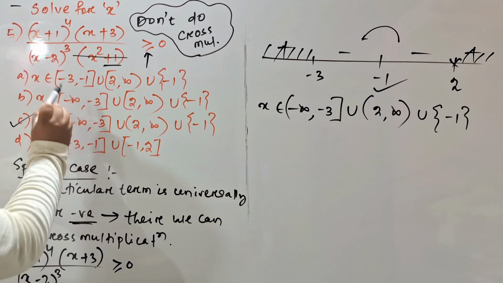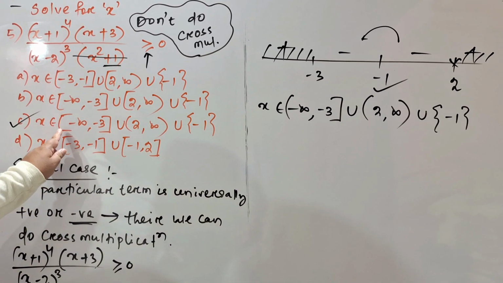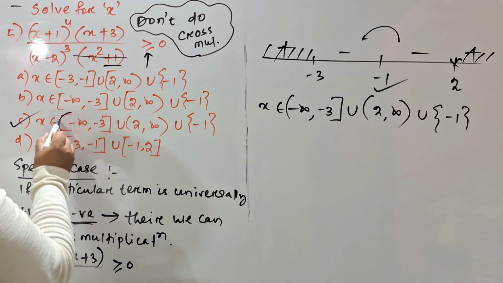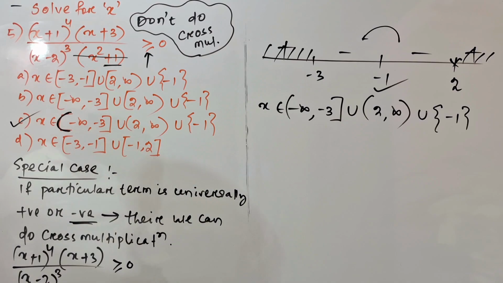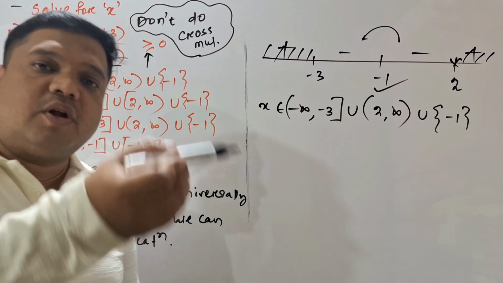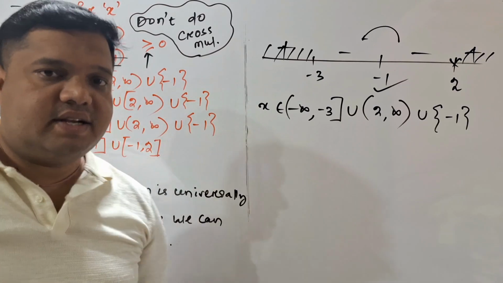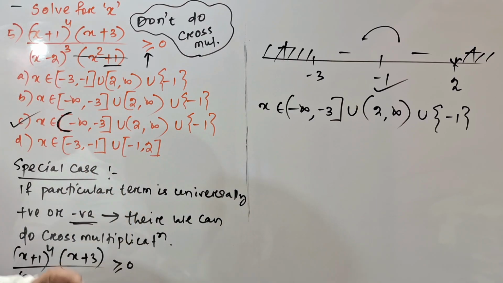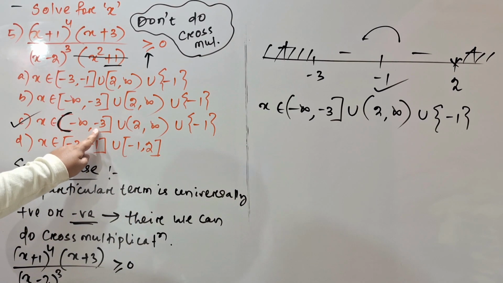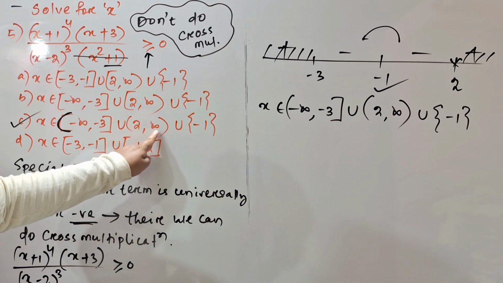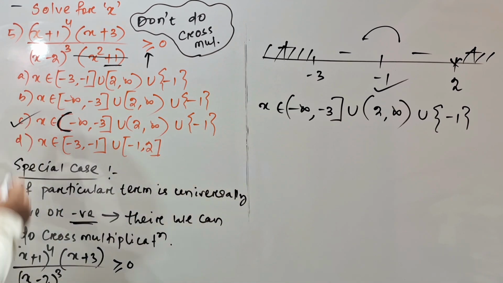If you observe, option C is correct. This is an open bracket. Minus infinity you don't know, na? Whenever there is minus infinity or plus infinity, it is an open bracket. Endpoints are not considered. Minus 3 close bracket, yes. 2 to infinity open bracket, okay. Union minus 1. Option C is correct.